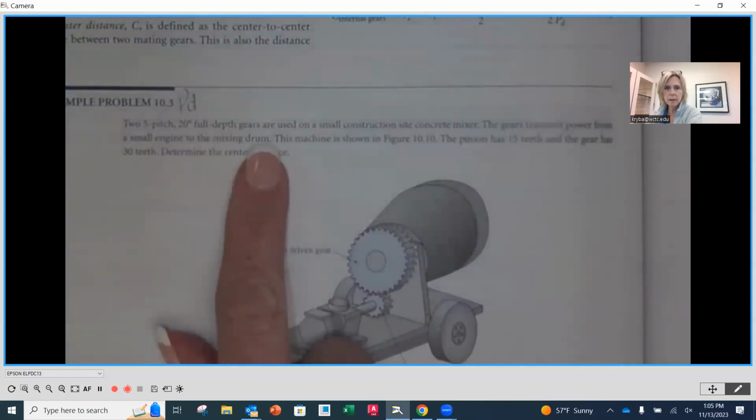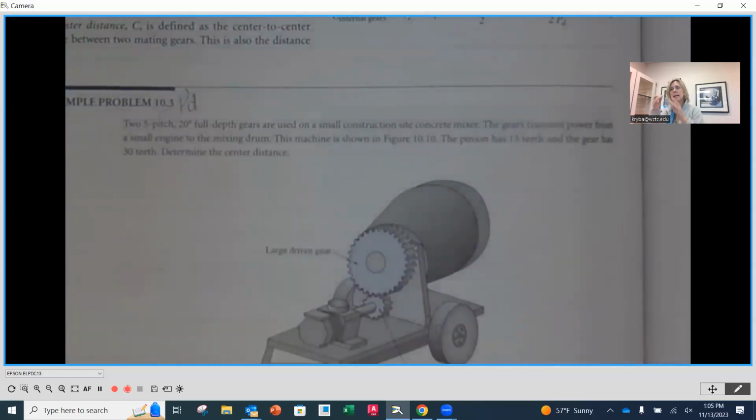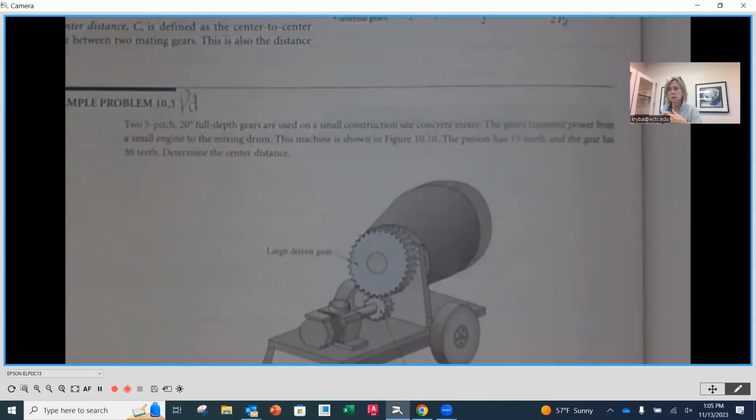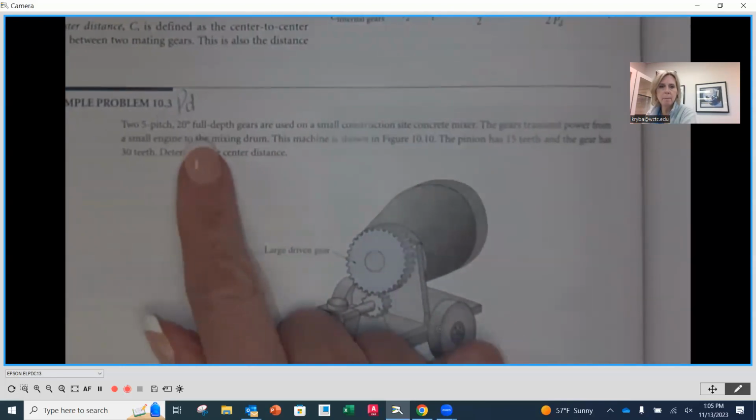"20-degree full depth gears." Now the 20-degree pressure angle is not going to come into play in any equations that we do. But it's important to understand that it's something you have to specify when you call out gears. You have to know what the pressure angle is, and it has to be the same between 2 gears that are meshing. So they'll always add that.